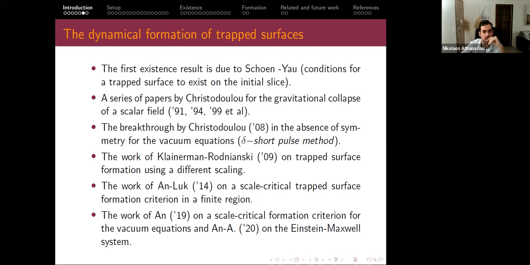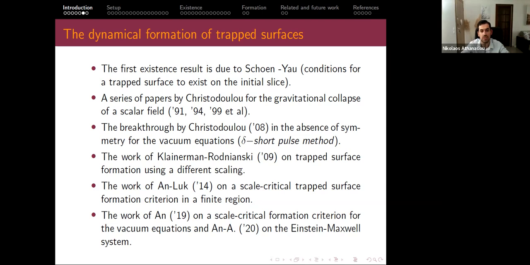Anyway, the first existence result of trapped surfaces is due to Schoen and Yau, where they give conditions for a trapped surface to exist on the initial slice still. The first fully dynamical result is a series of papers by Christodoulou for the gravitational collapse of a scalar field. In a series of papers, Christodoulou manages not only to prove trapped surface formation in spherical symmetry for the Einstein scalar field system, a massless system, but also to obtain a complete picture of gravitational collapse. Okay. So he also proved that there were naked singularities with appropriate initial data and that these were unstable and so on and so forth.